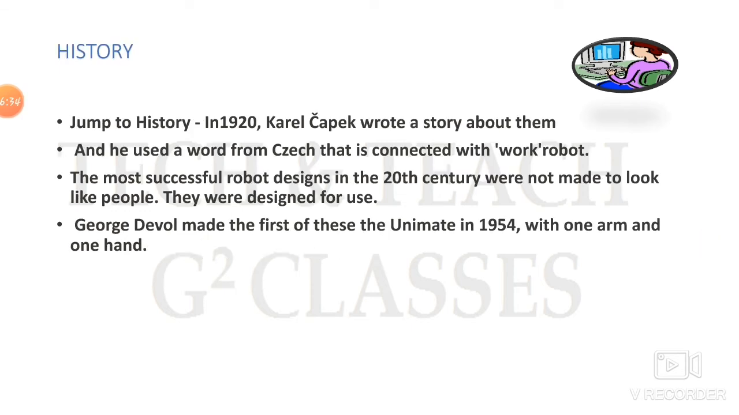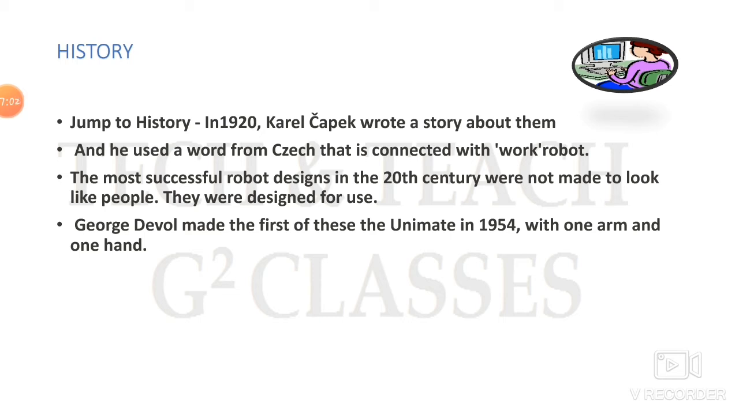In 1920, Karel Capek wrote a story. He was a director, and the name was Karel Capek. In 1920 he wrote some story, and in that one he mentioned a robot name. Since then we have been using robot as a word. Okay, and he used the word from Czech, which is connected with the word robot. Robot itself means working.